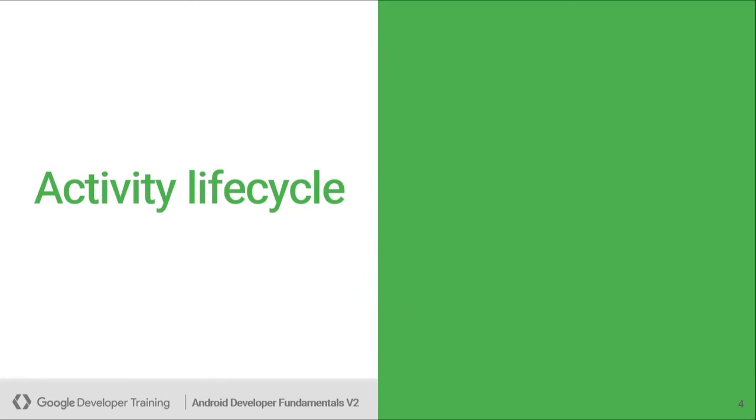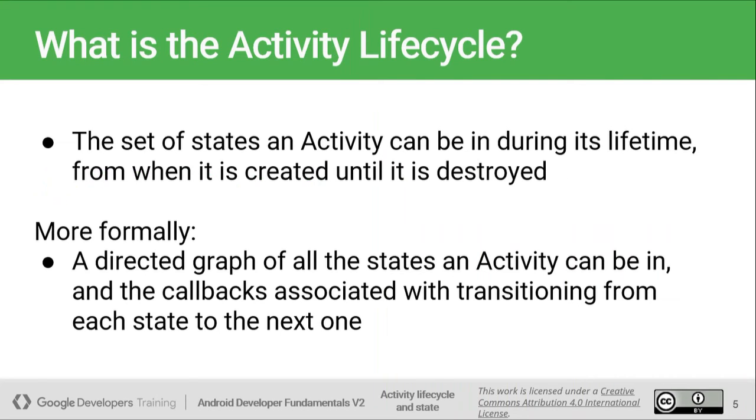So let's discuss the activity life cycle. What is the activity life cycle? The set of states an activity can be in during its lifetime is called the activity life cycle. More formally, it is a directed graph of all the states an activity can be in. We call this a deterministic finite automata because the activity life cycle has deterministic states, a finite number of states. So we call this a directed graph of the states an activity can be in, and the callbacks.